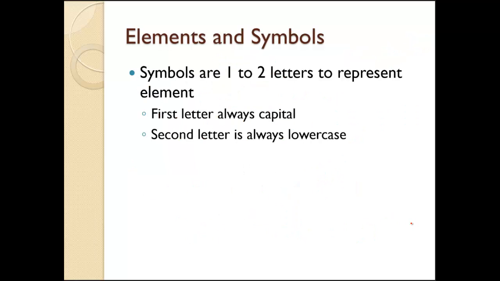Elements and symbols. Symbols are 1 to 2 letters to represent the element. The first letter will always be capital, while the second letter will always be lowercase. Knowing this, let's say we have MnCl2, just a random compound there. The first letter is capital. That's how you know you have a new element.